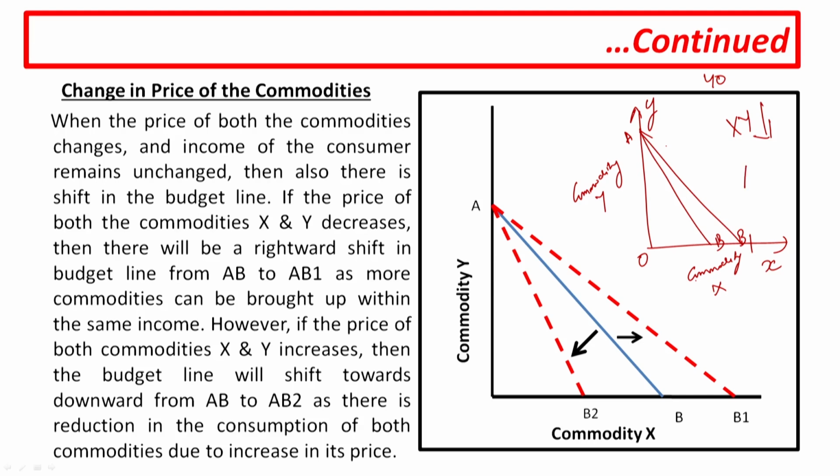But suppose the price of X and Y increased, what will happen? Now you are going to purchase less commodity, fewer combinations of X and Y. So the price line will shift downward or towards the left, like this. So this is what happens to the price line when there is a change in the price of the commodity and when there is a change in the income of the consumer.